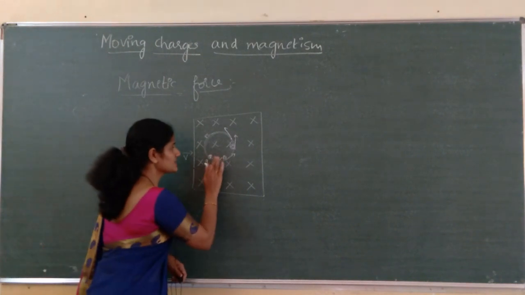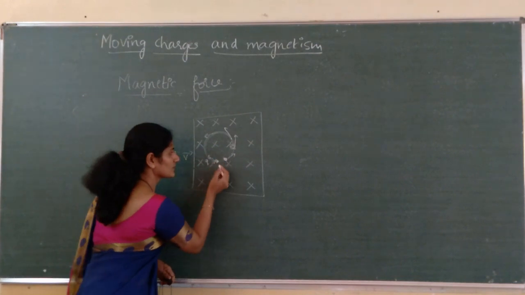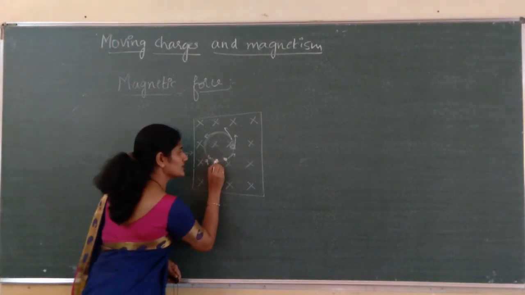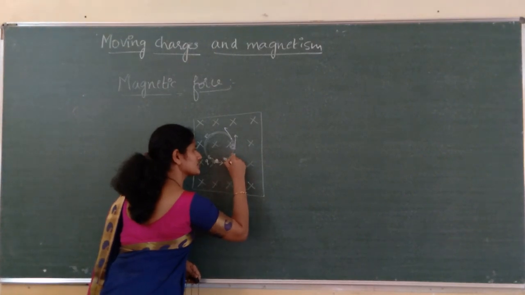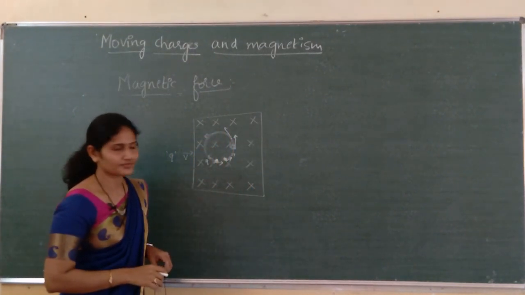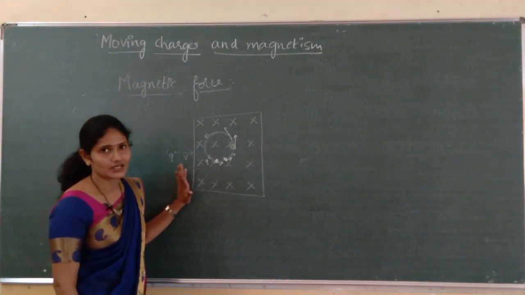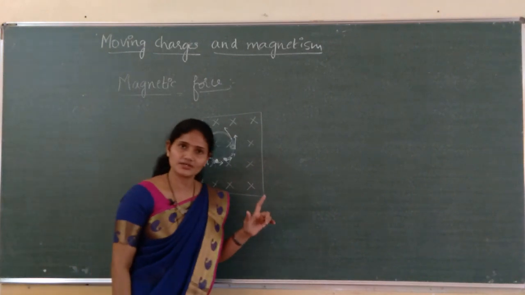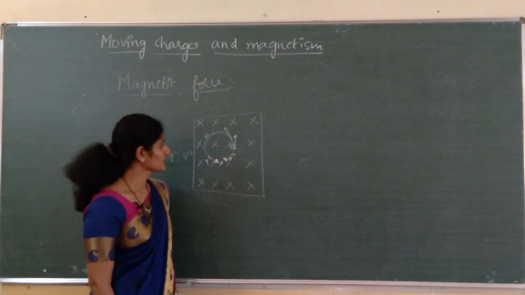Because this is the direction of velocity. So here the direction of velocity is like this. So this is the direction of velocity at this point. Force is a vector quantity. So vector quantity means it has both magnitude as well as direction.